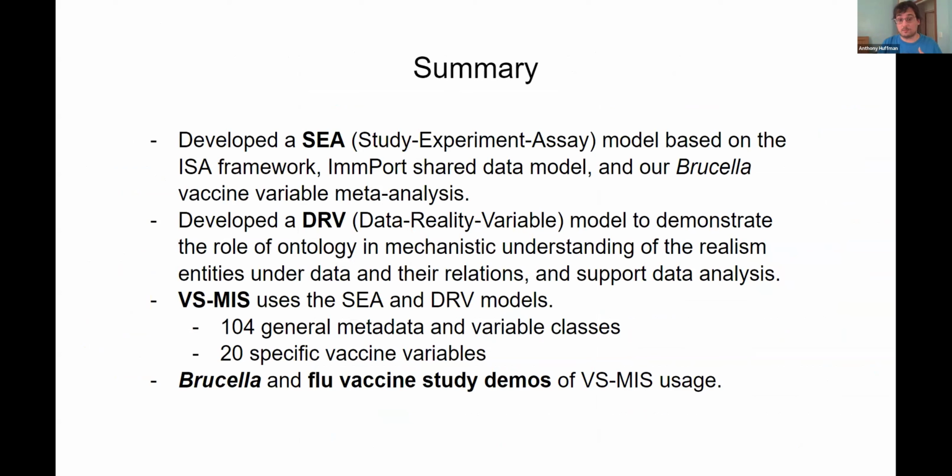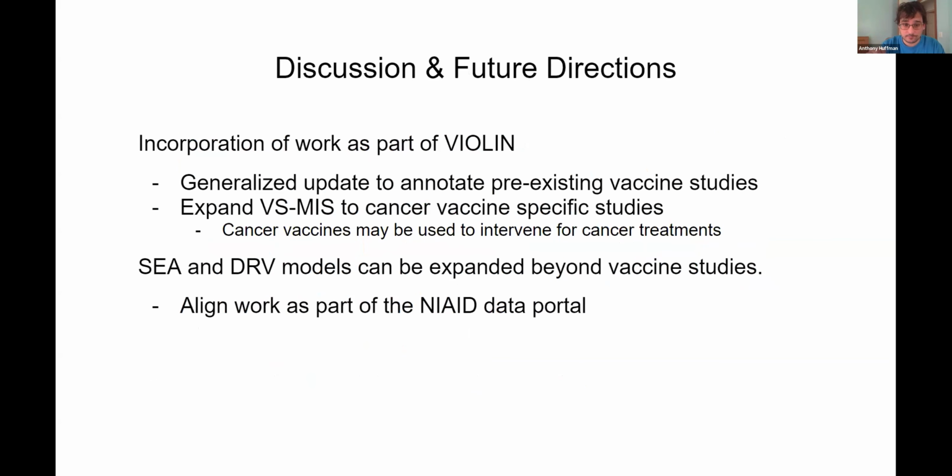So in summary, we've developed the C model based off of the ISA framework, the Immport Share data model, and our prior work with the Brucella vaccine variable meta-analysis. In order to make clear the ontological representation of what we're talking about, we developed the data reality variable (DRV) modeling in order to make sense of this and to support some data analysis. Currently, the vaccine study minimal information standard uses both the C and DRV models, where we have about 104 general metadata and variable classes in VO. We've identified 20 specific vaccine variables as relevant. We've also provided an example of the Brucella and flu vaccine study demos of this.